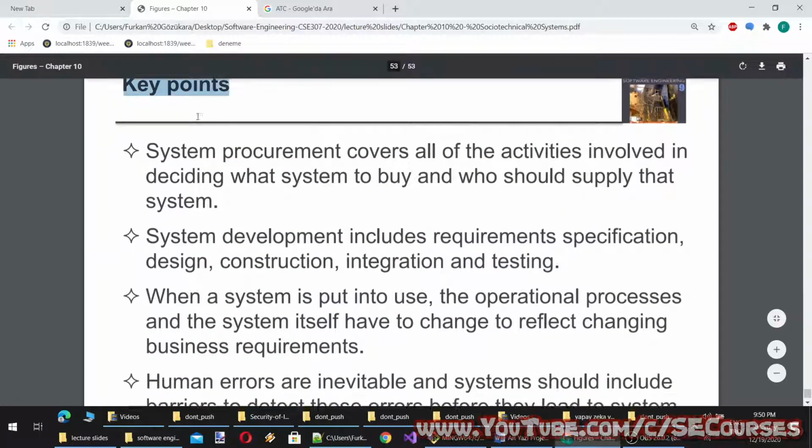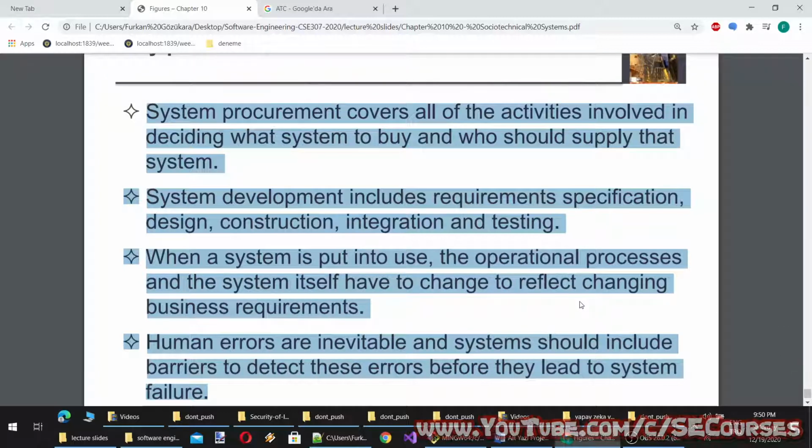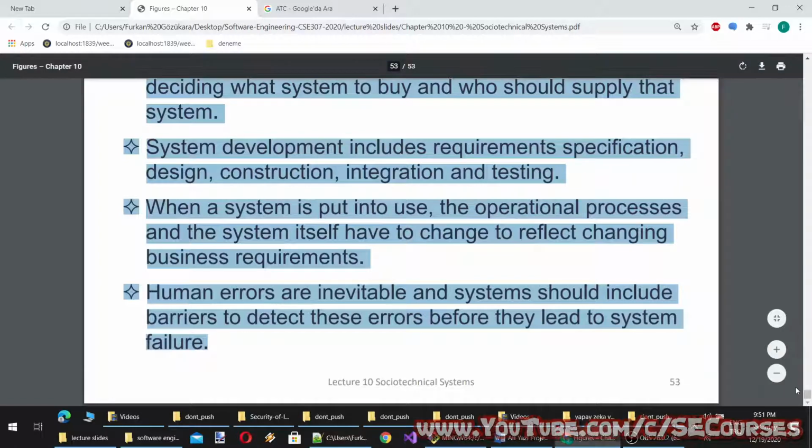So the key points of the second part are as follows. System procurement covers all of the activities involved in deciding what system to buy and who should supply that system. System development includes requirements, specification, design, construction, integration, and testing. When a system is put into use, the operational processes and the system itself have to change to reflect changing business requirements. Human errors are inevitable, and systems should include barriers to detect these errors before they lead to system failure. Okay.